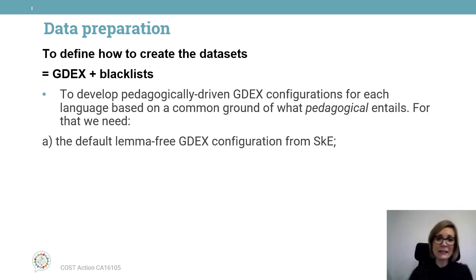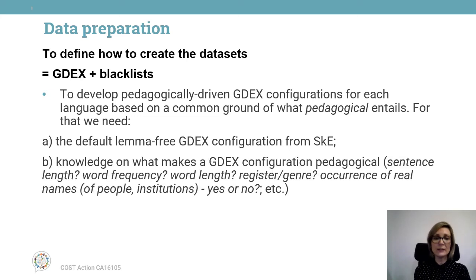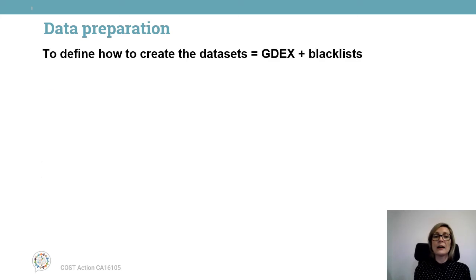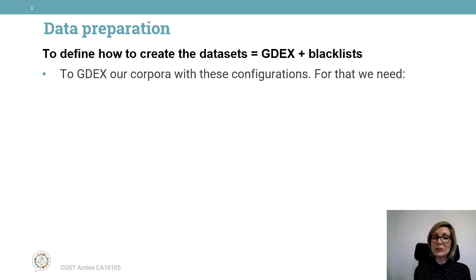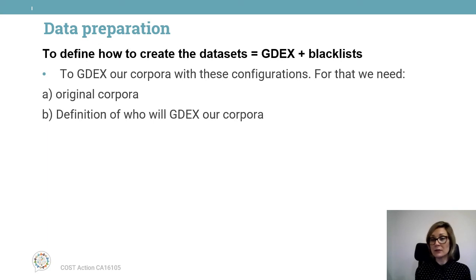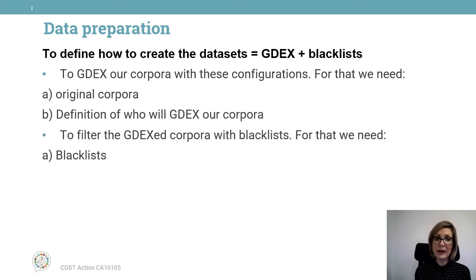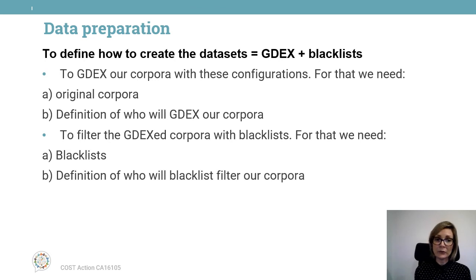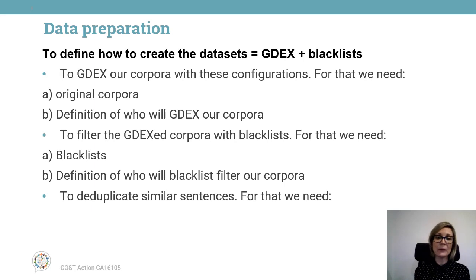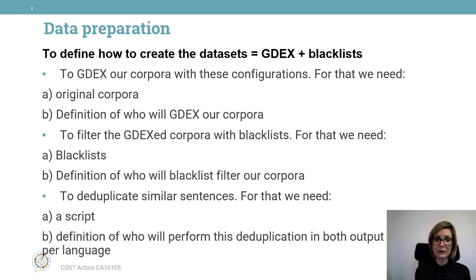So in our case here, we need to develop pedagogically driven GoodX configurations for each language based on a common ground of what pedagogical entails. For that, we need all this. We also need to GoodX our corpora with these configurations, and for that we need a decision on which corpora we're going to use. We need to see who's going to filter the corpora with blacklists. We need to define the blacklists. We need to deduplicate similar sentences, and so on. You later on have a look, please.